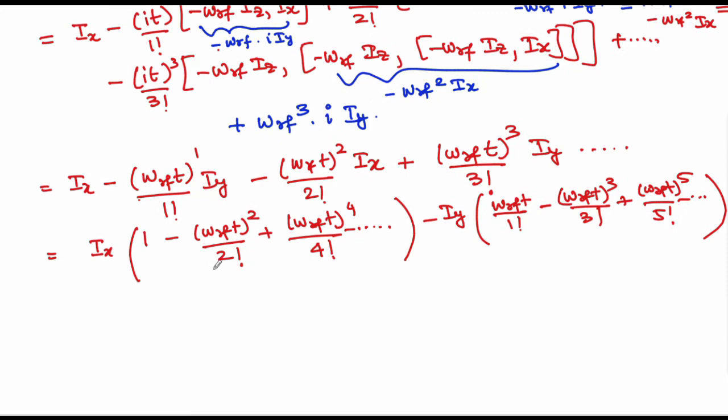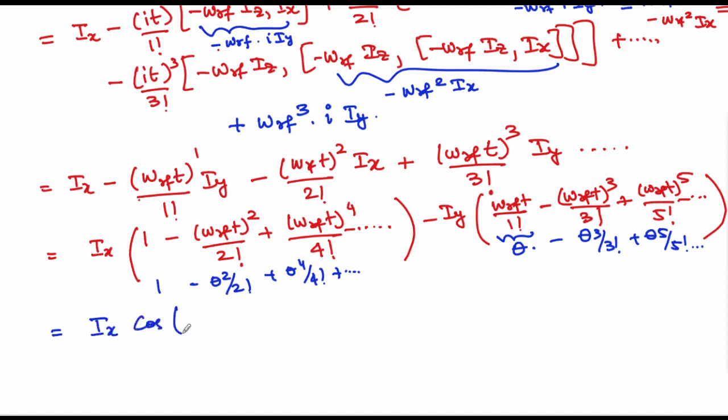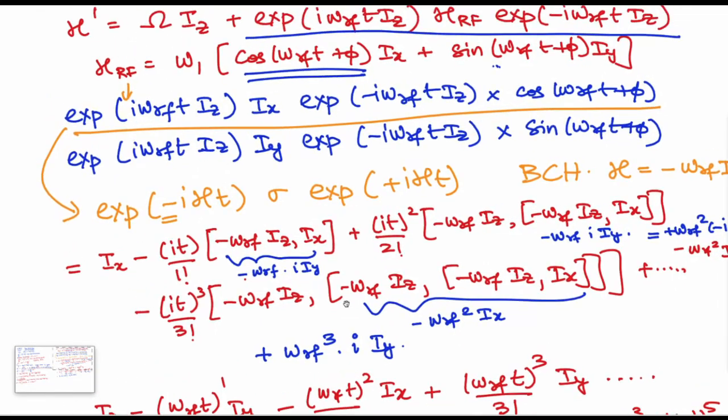You are able to appreciate the fact that if omega RF t is set to theta, you have something like 1 minus theta square by 2 factorial plus theta power 4 by 4 factorial and so on. Here you have theta minus theta cube by 3 factorial plus theta power 5 by 5 factorial and so on. This is nothing but the cos series, so you're going to get Ix of cos, what is theta here? Omega RF t, minus Iy sine omega RF t.